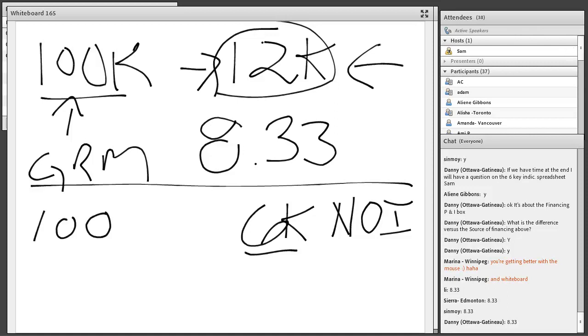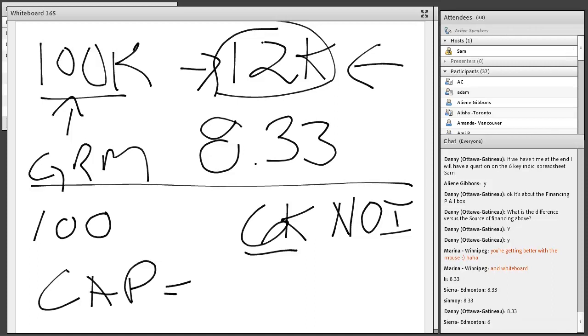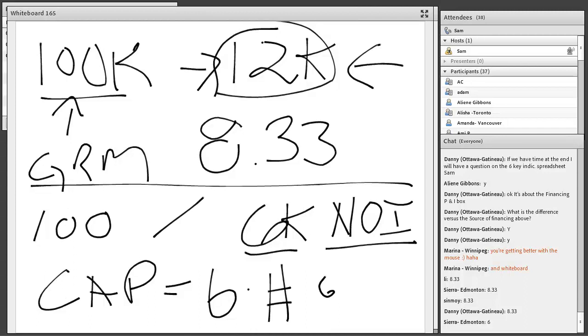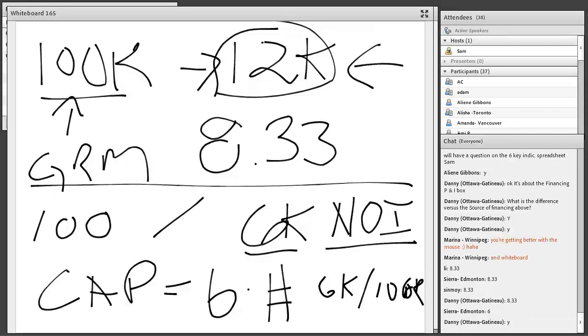Now, here's your challenge. If the net operating income is 6K and the purchase price of the property is 100K, then the cap rate is what? 6. Exactly. And for those of you who don't know how to calculate cap rate, real simple. We take the net operating income divided by the value. So 6K divided by 100K, that's 0.06. That's how you get cap rate.